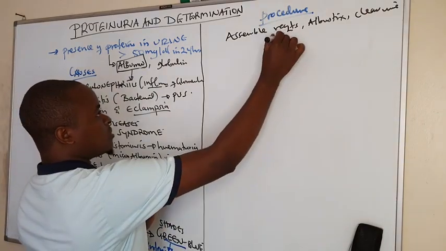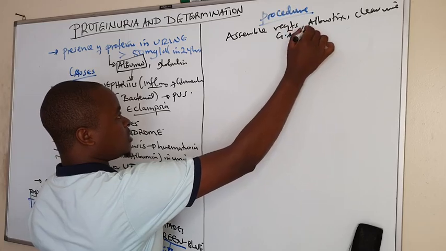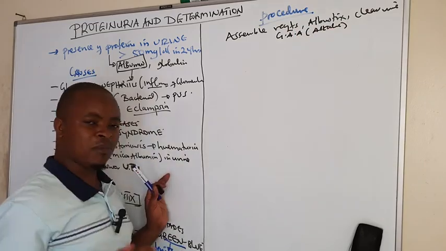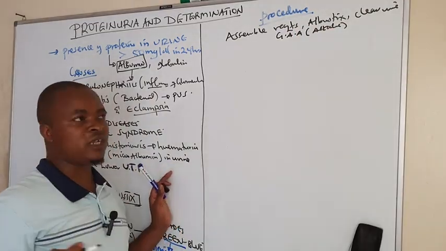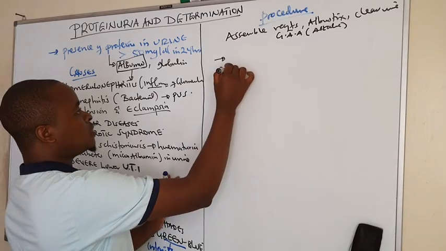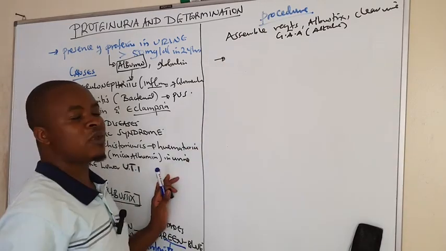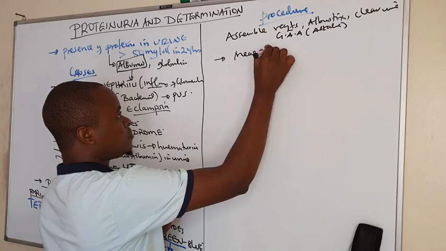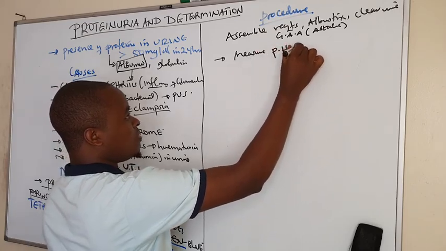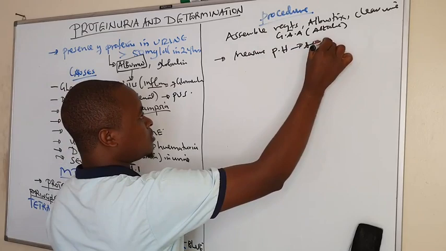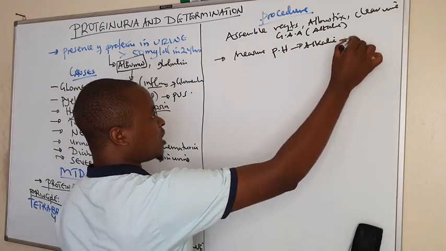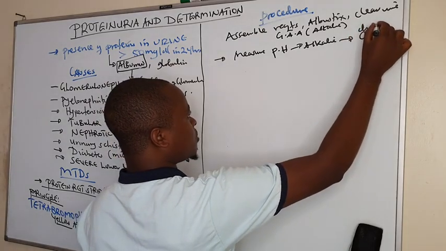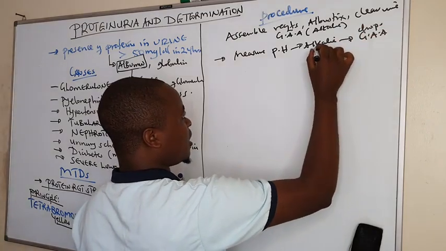We shall need glacial acetic acid in case the urine is alkaline. After assembling these requirements, even the tubes are needed. We are going to first measure the pH of urine, and if you find it is alkaline, you add drops of glacial acetic acid to acidify.